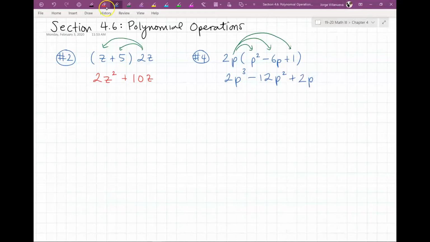Let me change this color here. I just realized I kept it the same. I'll rewrite the answer right now. So it's 2p cubed minus 12p squared plus 2p. Again, we're not saying this stuff is supposed to be challenging for you. Some of you guys are probably already on 18. Okay, this is just a quick review because of what they saw.